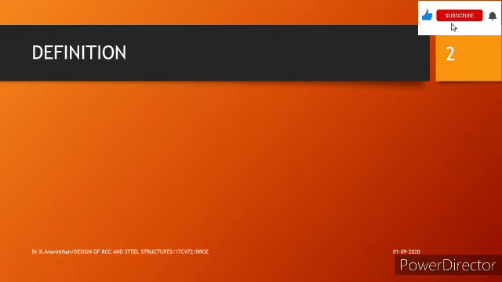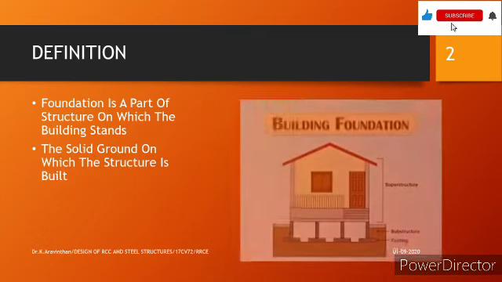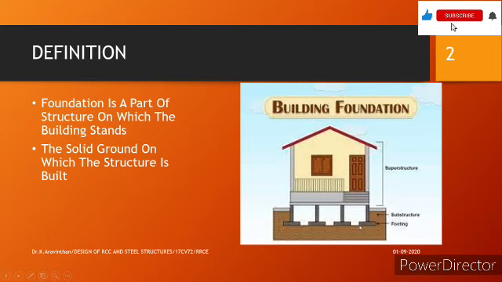And coming here, a definition: a foundation is a part of a structure on which the building stands. Here you can see a building; all buildings have a substructure part. If you want to have a comfortable living, you should have a house. So what you require is the superstructure. In order to have a stable superstructure, we should have a substructure called foundation.